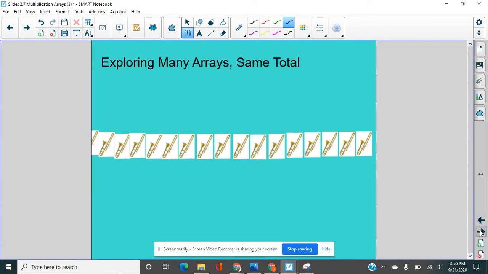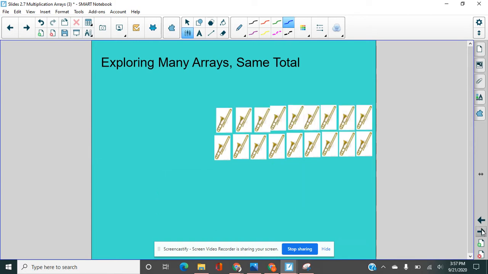Here's one thing that you could have done. You could have taken all 18 trombones, now yours will be X's, and just put them all in one big line, and they could walk like that in the parade. This is a way to show 1 times 18. And if you'll remember last time, we said anything multiplied times 1 means the other number stays the same. So 1 times 18 is 18. That's one way you could have done your array.